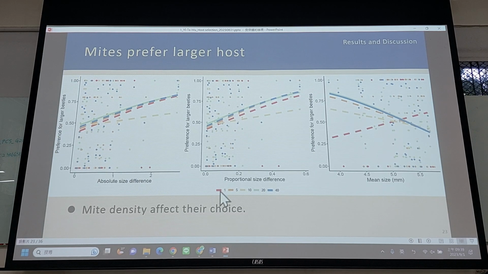And the x-axis is the proportional size difference, then the preference is more significant. But the most significant difference is when the axis is mean size. And we can see that mice density, which is 20 and 40, is more significant. So the mice density affects their choice.